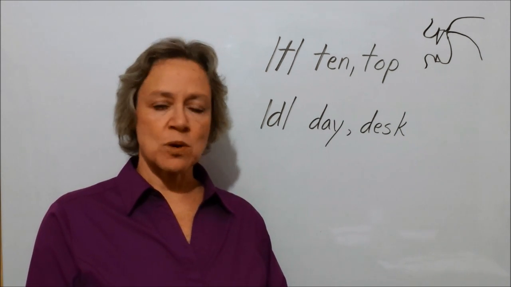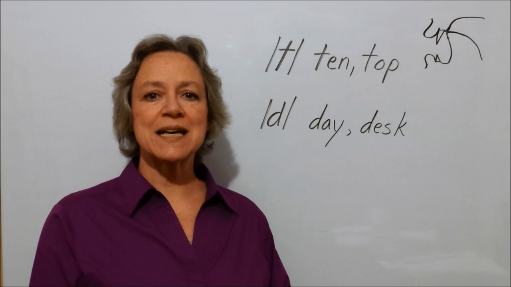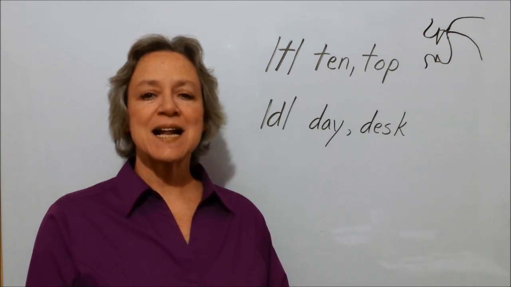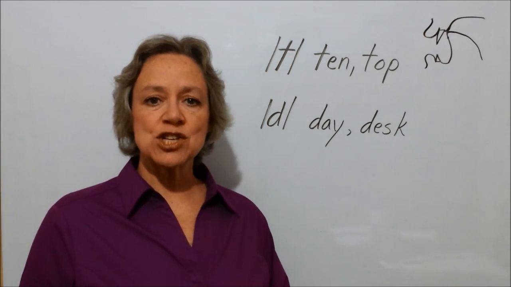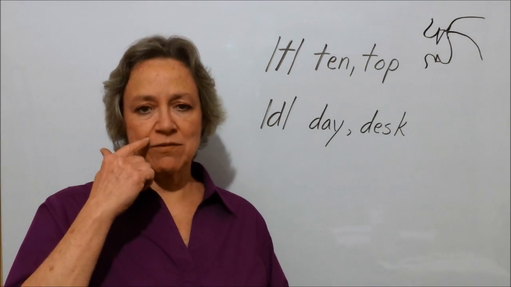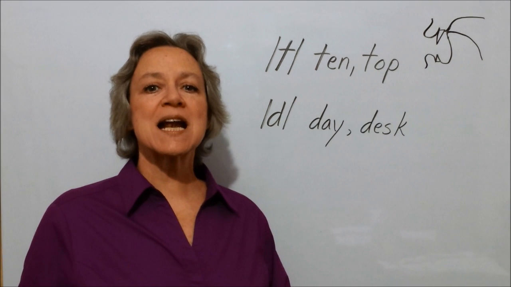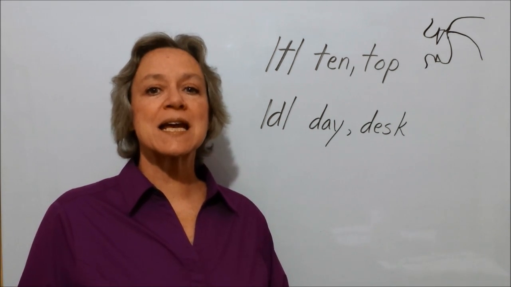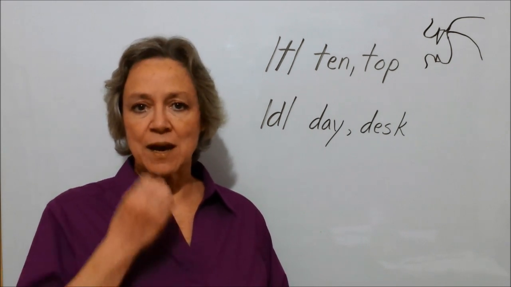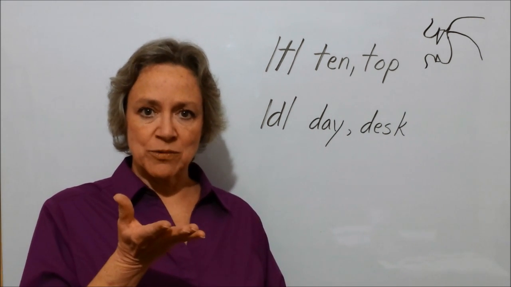So for the first one, t, t, t, I put my tongue on the ridge behind my upper teeth, just behind my upper teeth, and I stop the air for a moment. T, t. Then I release it. I move my tongue, and I let the air come out.